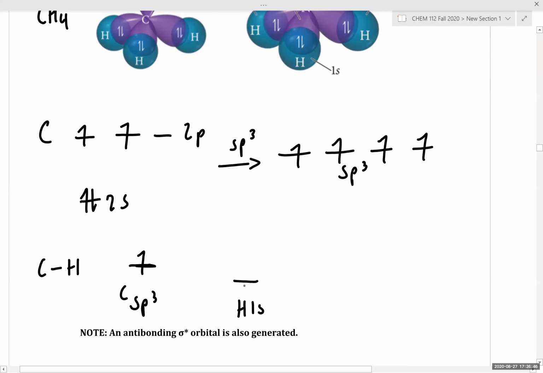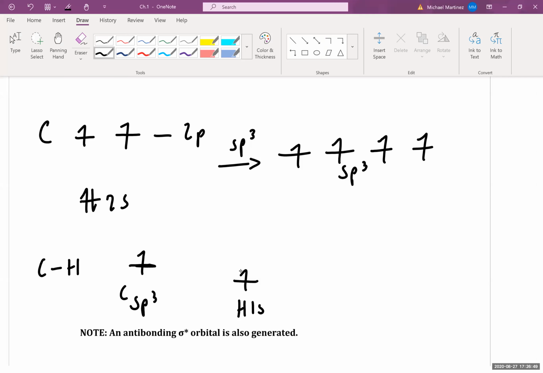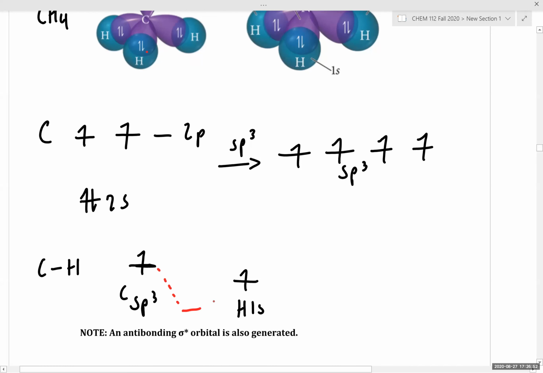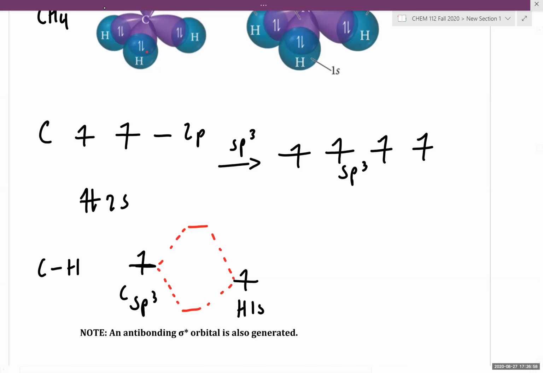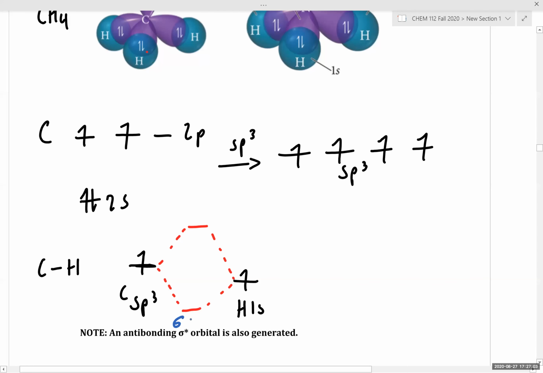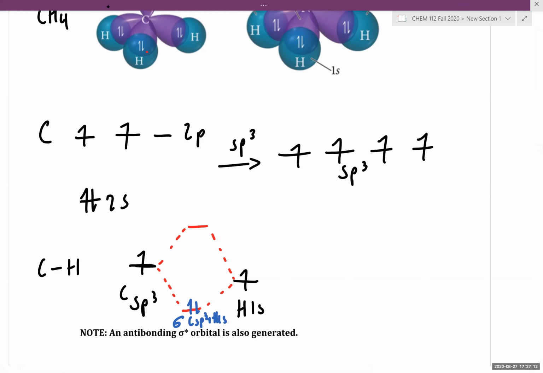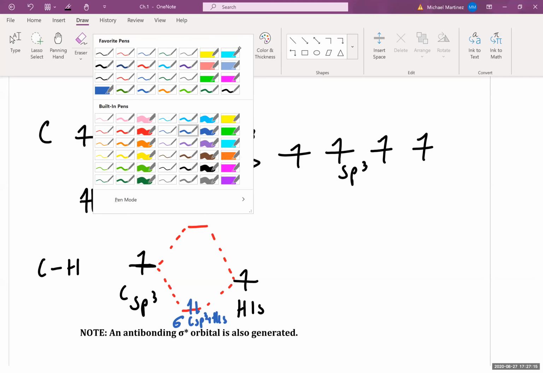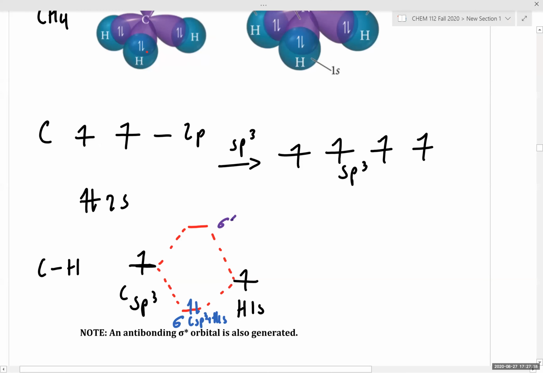This overlap in turn generates a bonding and anti-bonding orbital. So we designate our bonding orbital with a sigma carbon sp3 plus hydrogen 1s, and we have 2 electrons in our bonding orbital. We also, in turn, generate in this process an anti-bonding orbital between our carbon sp3 and our hydrogen 1s orbital.